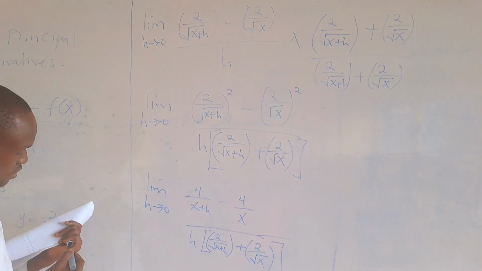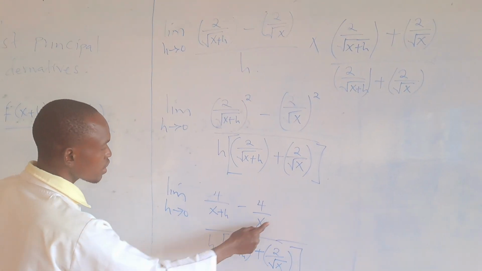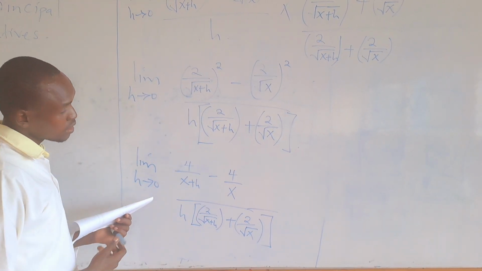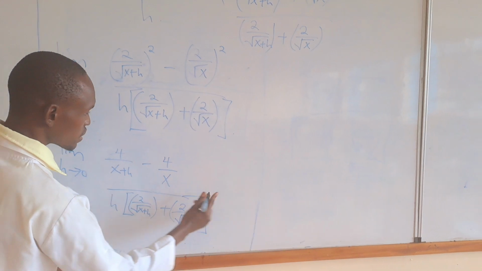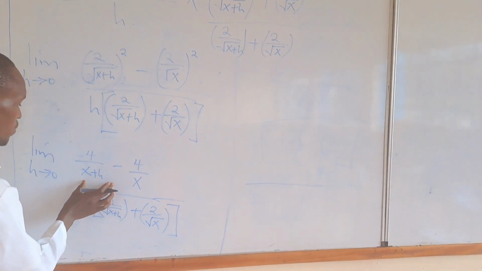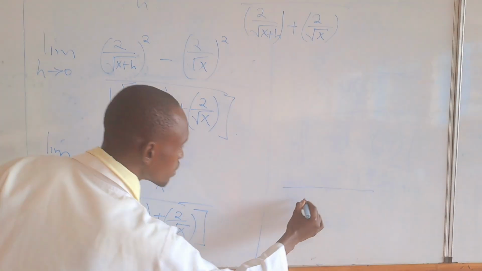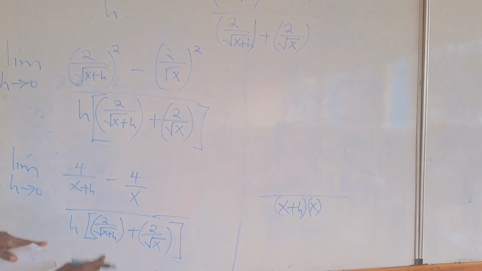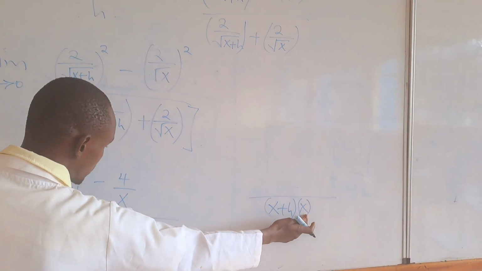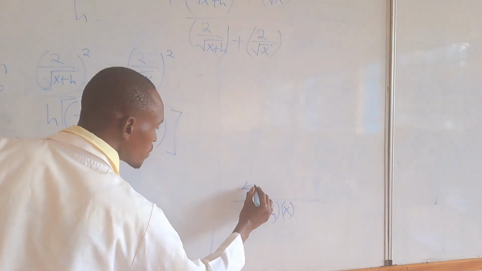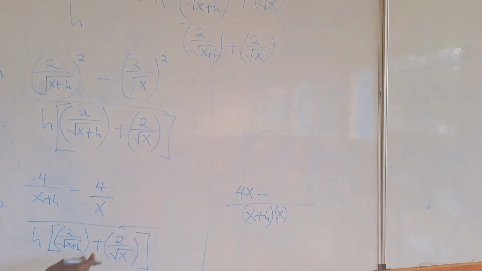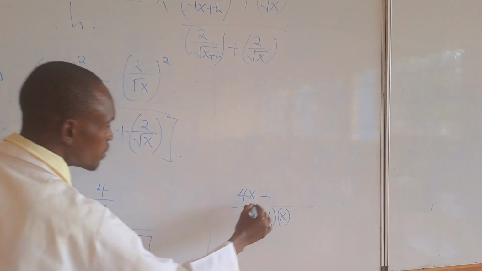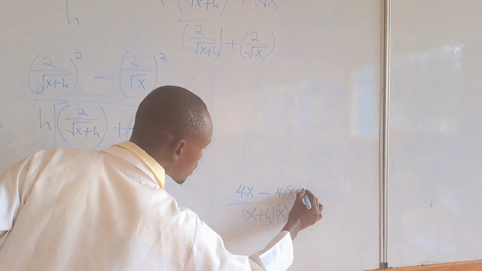If we have this, we first of all have to calculate the numerator so that we have it under one LCM. If we calculate this numerator, the LCM of x plus h and x will be x plus h times x. So x plus h goes there, x times 4 will be 4x, minus x goes here, x plus h times 4 will be 4 into x plus h.